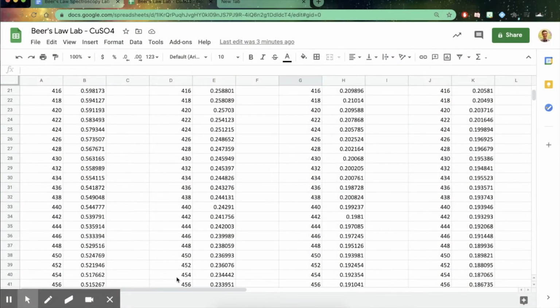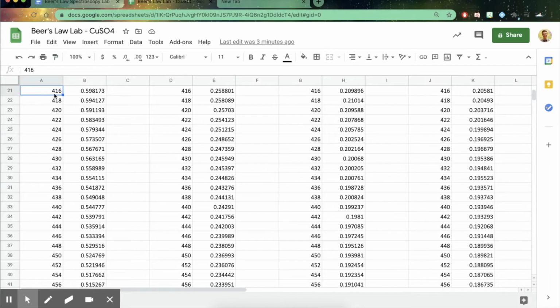So as you guys can see here, I have a spreadsheet full of data. Now this data was gathered by actually using the spectrometer and inserting a cuvette full of all of my different samples. So as you saw, I made 4 different samples. So here's a set of data for the wavelength and what the absorbance was at each of those wavelengths.